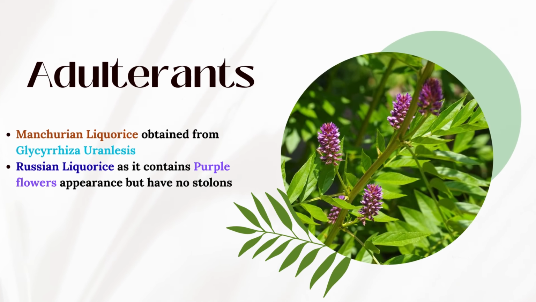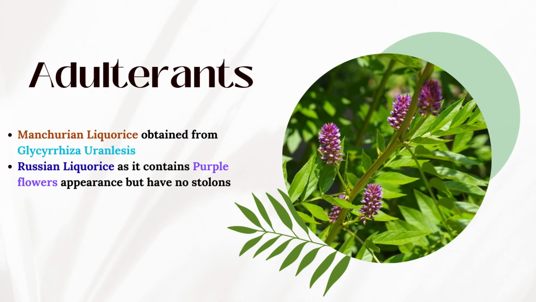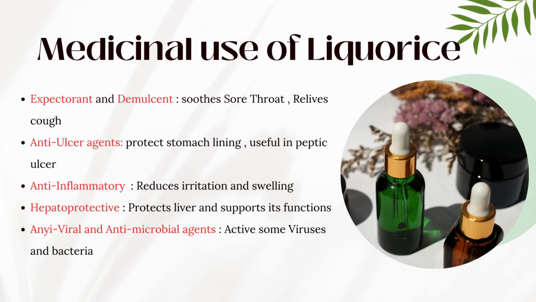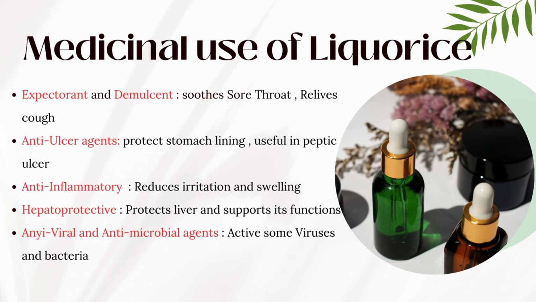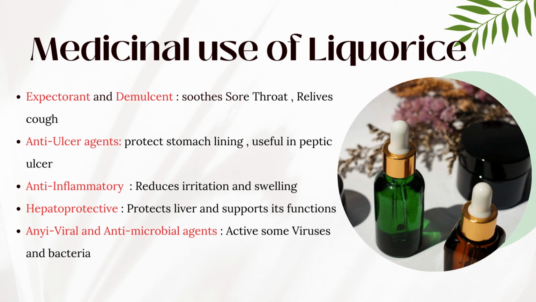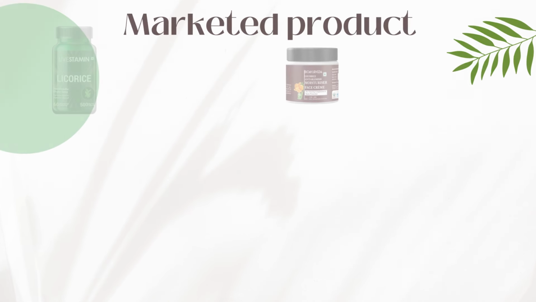Now, adulterants of liquorice. Manchurian liquorice obtained from Glycyrrhiza uralensis. Russian liquorice has a purple flowers appearance but has no stolons. Now, medicinal use of liquorice. Liquorice is used as expectorant and demulcent, also used as anti-ulcer agent, anti-inflammatory agent, hepatoprotective, antiviral, and antimicrobial agents.